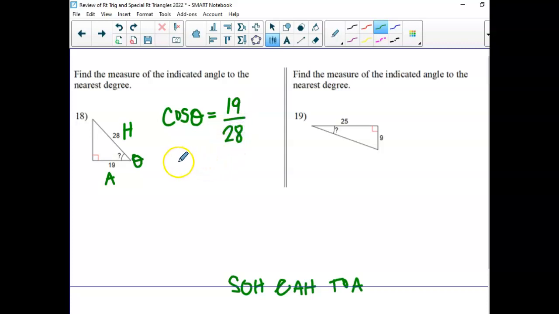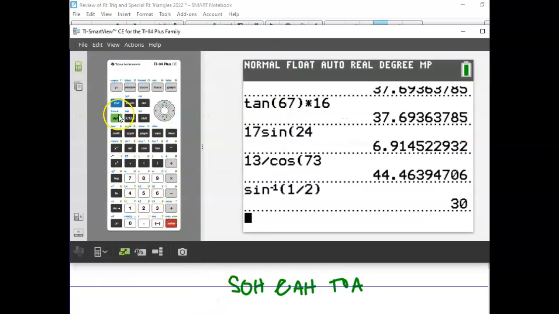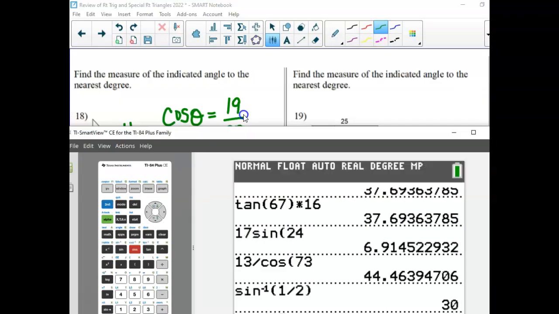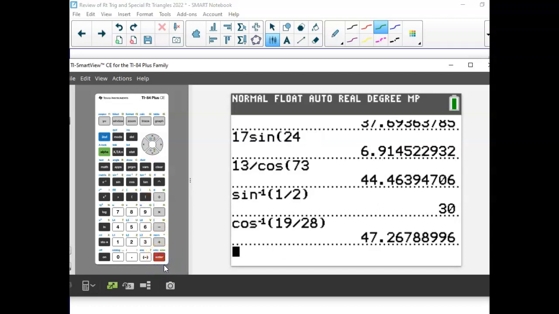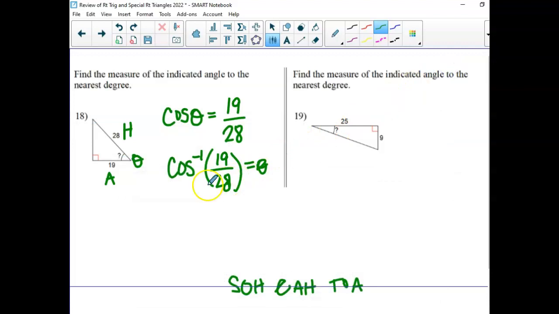Now, I don't care if you write it out or you just type it, but what you're going to have to do is undo the cosine of that ratio to find the angle. Oh my goodness, my pen is not happy. So again, second cosine, and then what was it, guys? 19 over 28. You'd think I could remember that long. Right, I got 47.3.